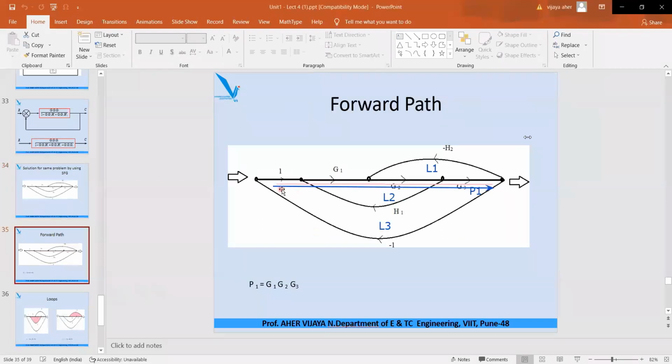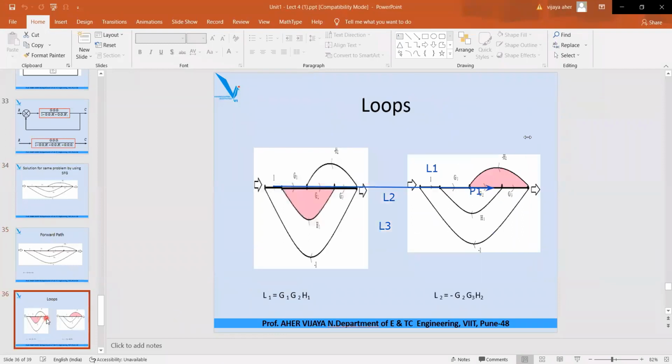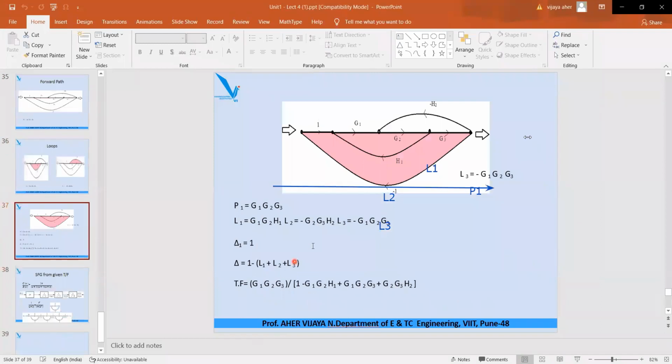The same thing I have written in next. Now this is the forward path. Only one forward path. So P1 is equal to G1, G2, G3. Right? Now loops. Coming to loops. So L1 is equal to G1, G2, H1. L2 is equal to minus G2, G3, H2. And L3 is equal to minus G1, G2, G3. Now you are having all these terms. Right? L3 चं equation आहे. L3 is equal to minus G1, G2, G3.